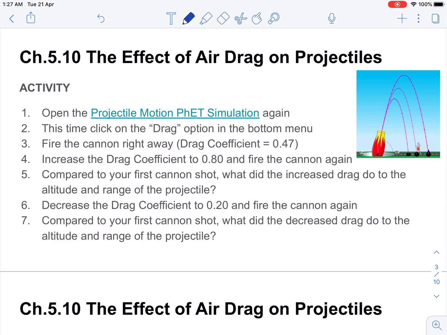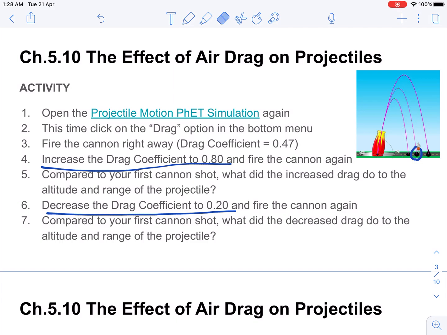We increased it first, and you should have seen that here's your original shot right here, this one in the middle. And when we increase the amount of drag, you can see that both the altitude and the range are now much shorter than that first cannonball that was fired, or pumpkin, or whatever it is that you used. Then we decreased the drag coefficient to 0.20, and you'll see that it's the opposite. The altitude is much higher, and the range is much farther than our original shot was.